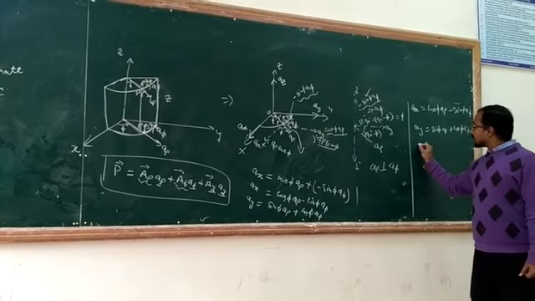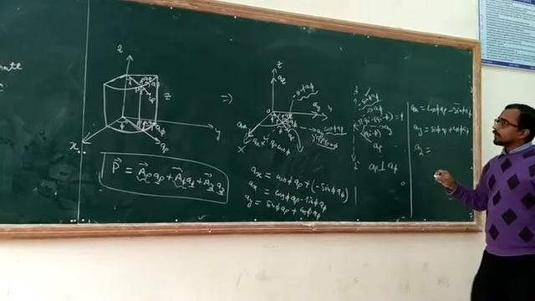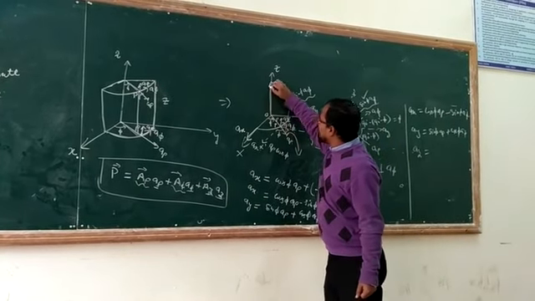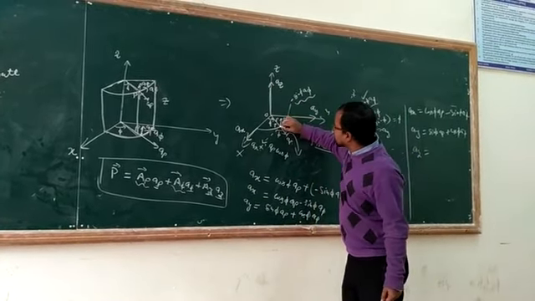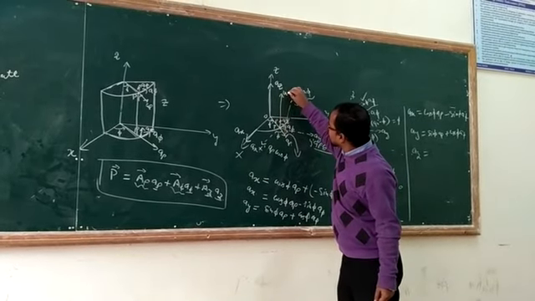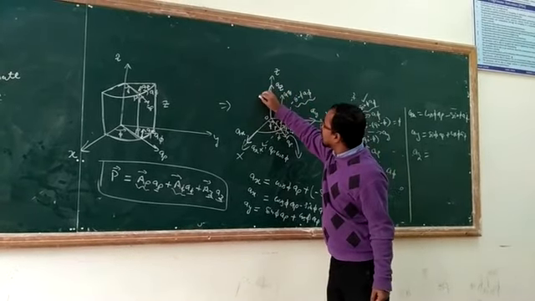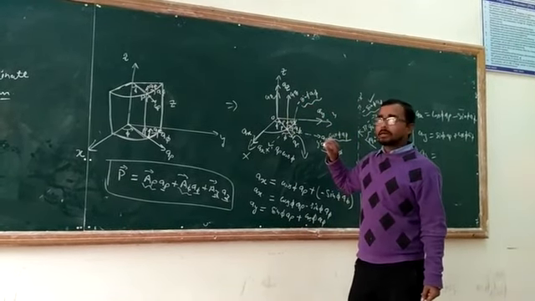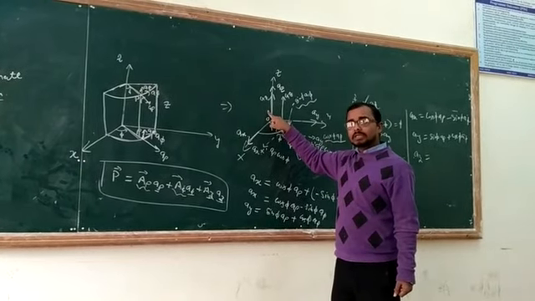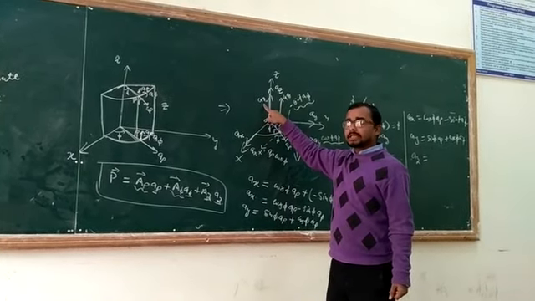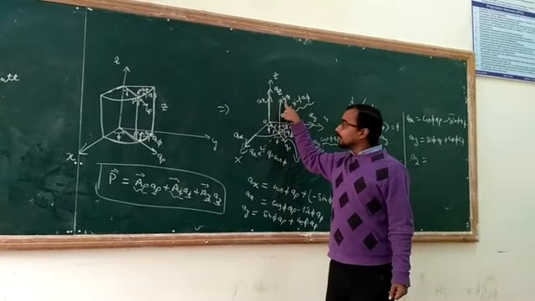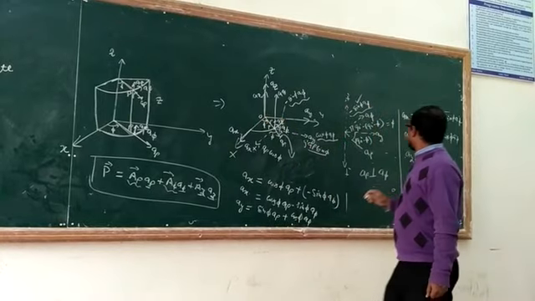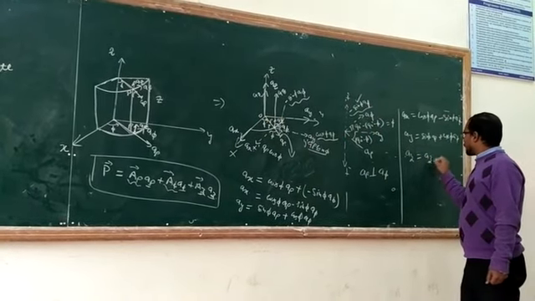Okay. Now for z, az is equal to, in the Cartesian coordinate, z represents this one, and in the cylindrical coordinate, z also represents this one. That means this is az for the Cartesian coordinate and this one is az for the cylindrical coordinate. Both are parallel to each other. That's why the unit vectors in cylindrical and Cartesian coordinates are equal. That means az equals az.